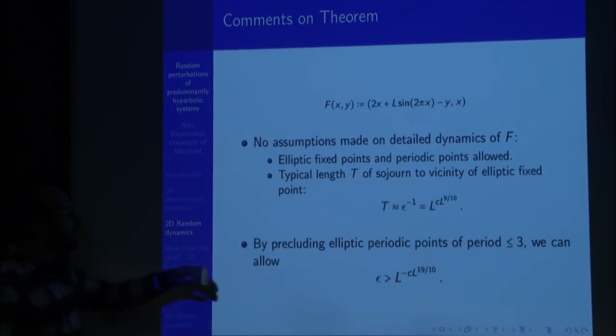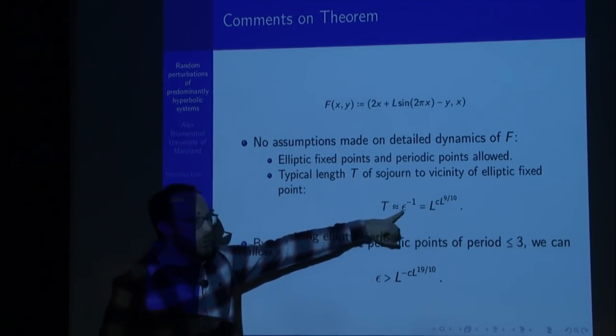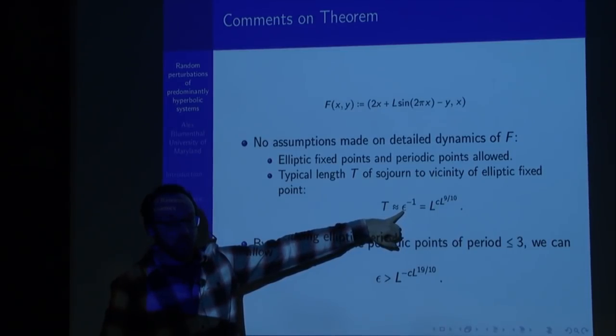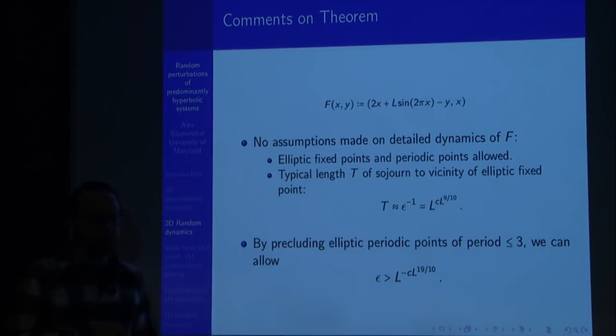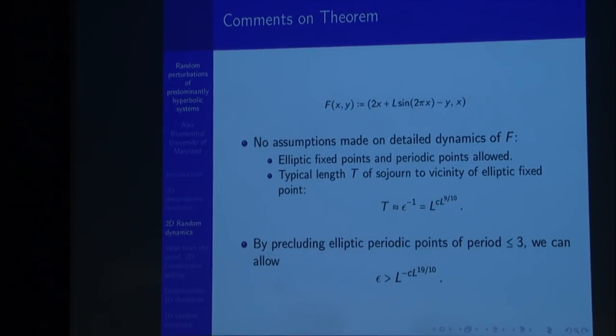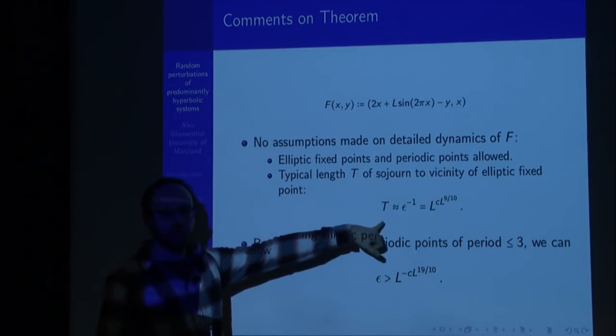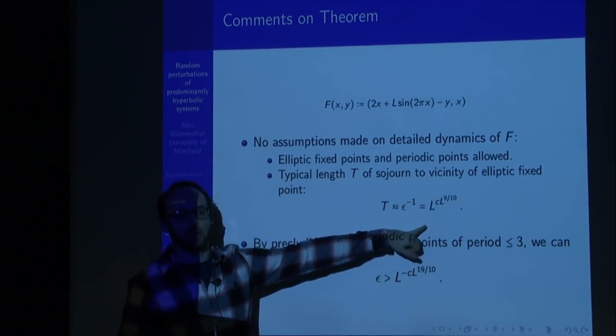And because the noise is so small, the dynamics of the random map resembles very closely the dynamics of the deterministic map for extremely long timescales. So how long would it take, if I just started right on top of that elliptic island, right on top of that elliptic fixed point, for the randomness to really kick me out of that elliptic island? It would take a damn long time. It would take exponentially long in L, okay?